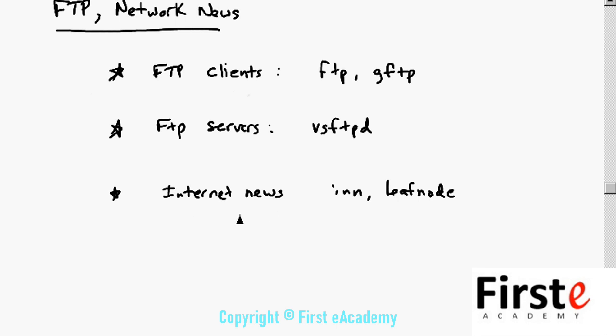And finally, we just talked briefly about internet news. We talked about two of the programs that are out there, INN and leafnode. INN is like the full-service internet news program that comes with Red Hat Linux. But if you just need a small local server for your particular domain that's not going to see a lot of traffic, probably leafnode is a better alternative because it's so much easier to set up.